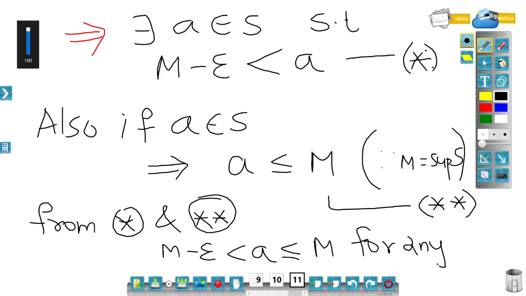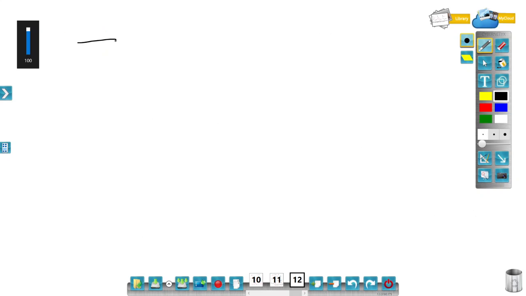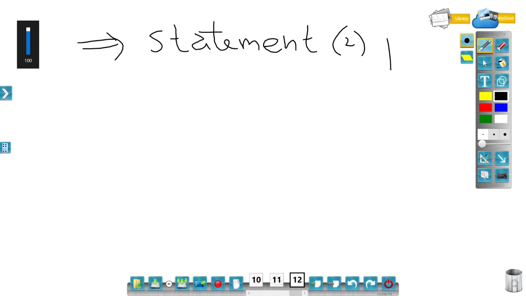for any epsilon greater than 0. So this completes statement number 2 which I wanted to prove. So this would imply statement number 2 is proved. So I have proved statement number 1 and statement number 2.